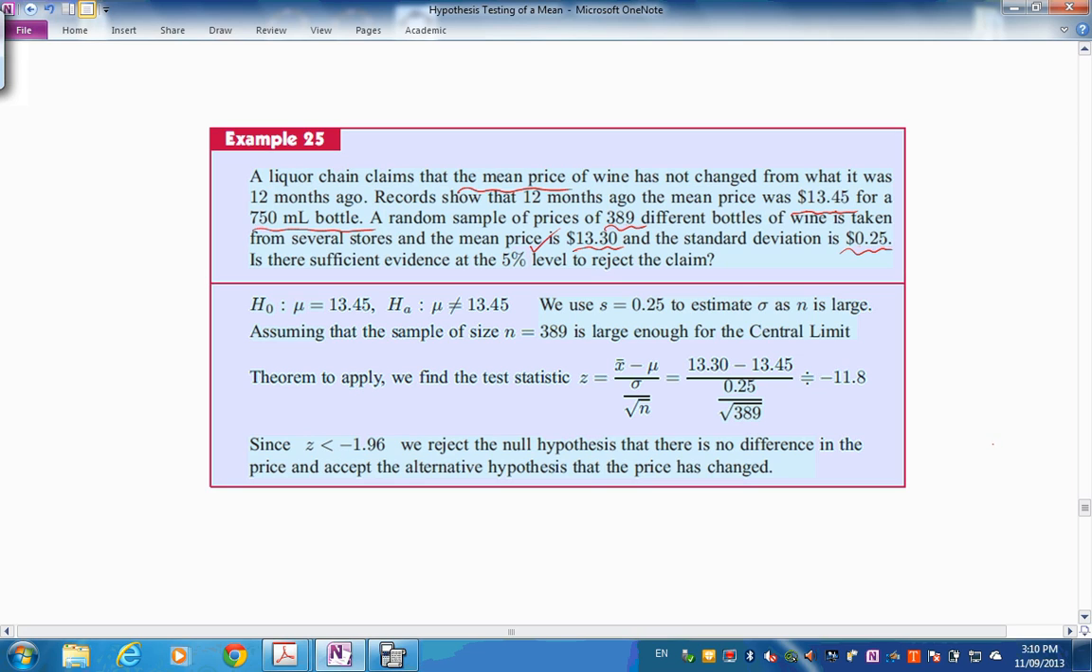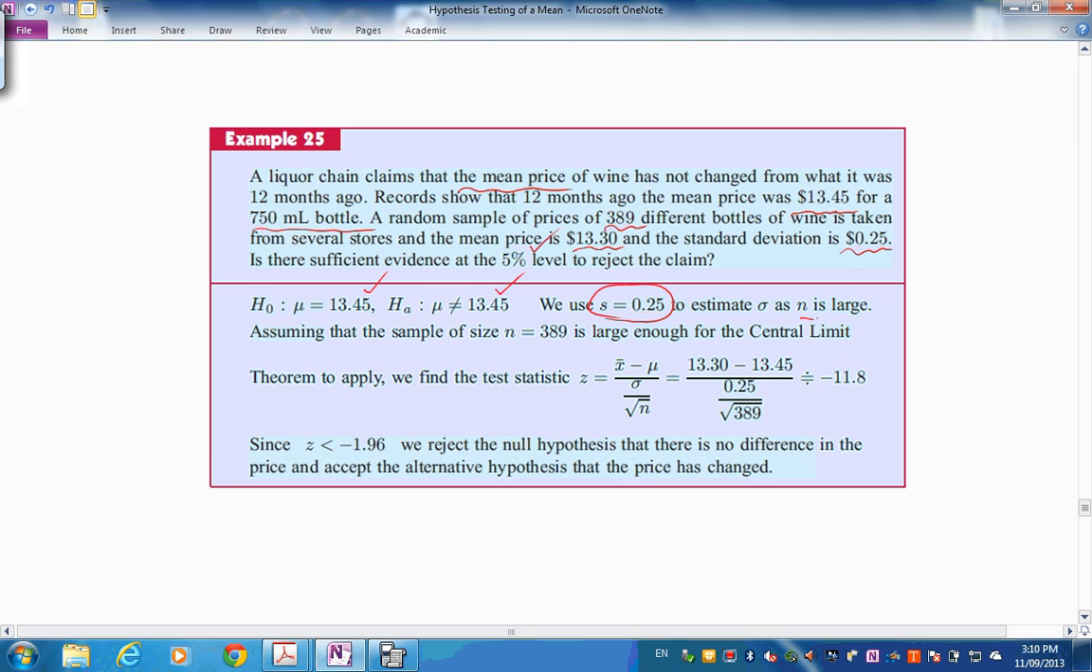So the wine has not changed. Well, it looks like it's actually gone down, hasn't it? $13.45 down to $13.30. Let's check it out. There's the null hypothesis. The alternative is that it's not $13.45. Now, we don't know the population standard deviation, so we will use the sample standard deviation.